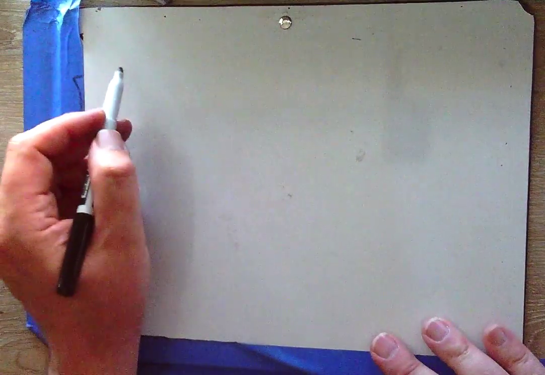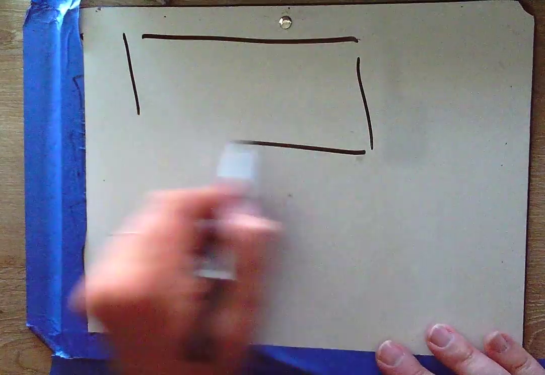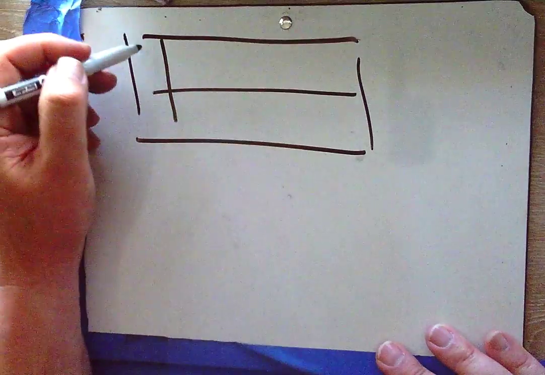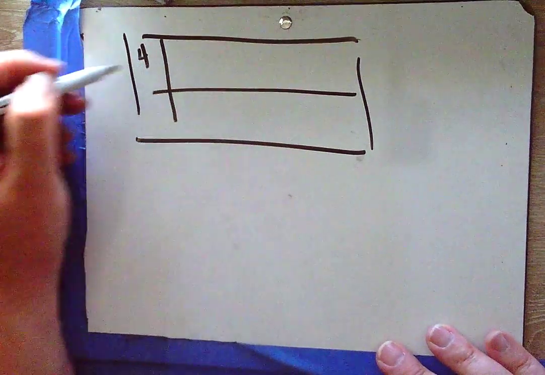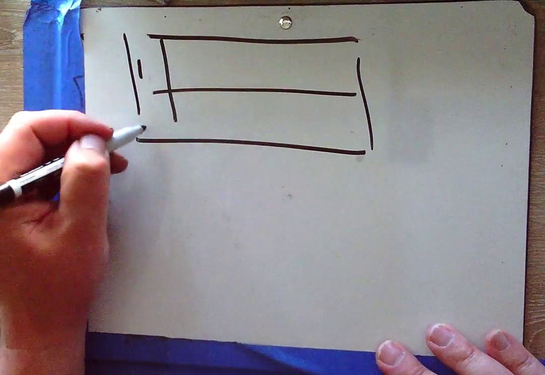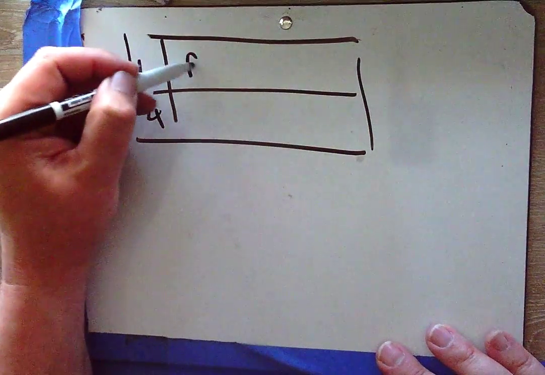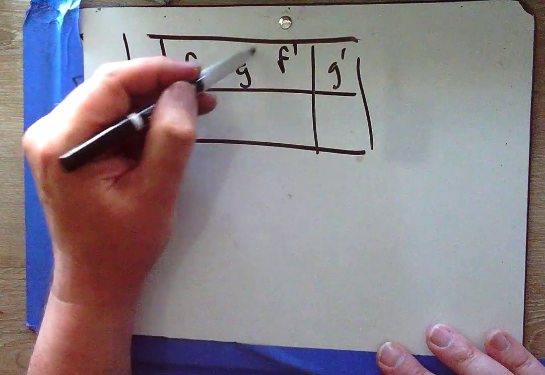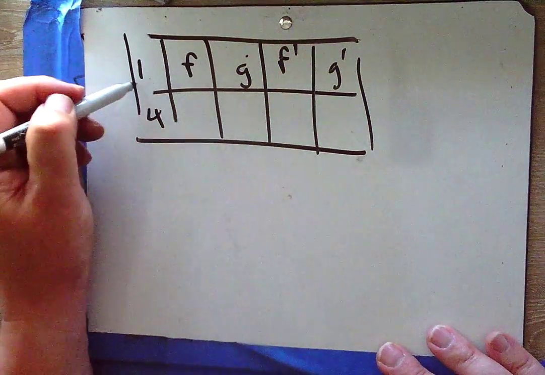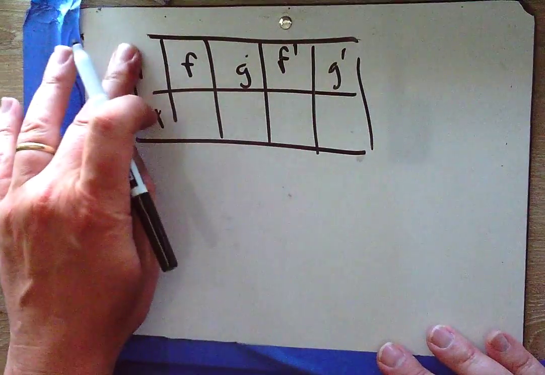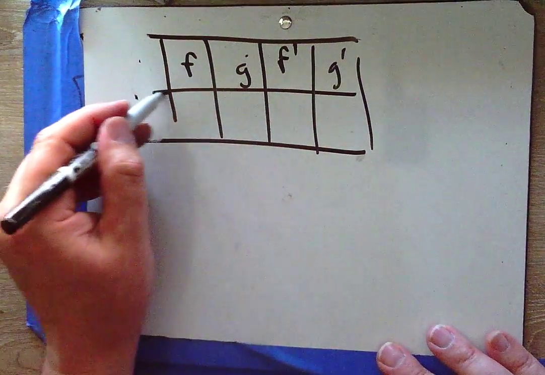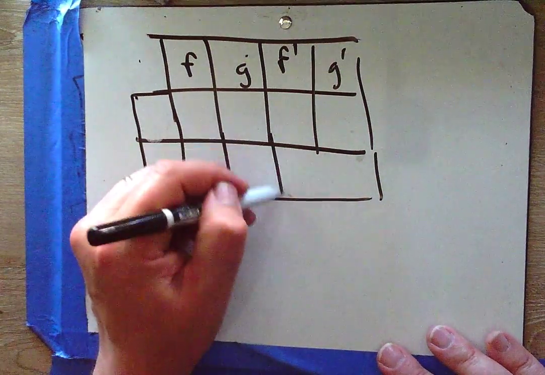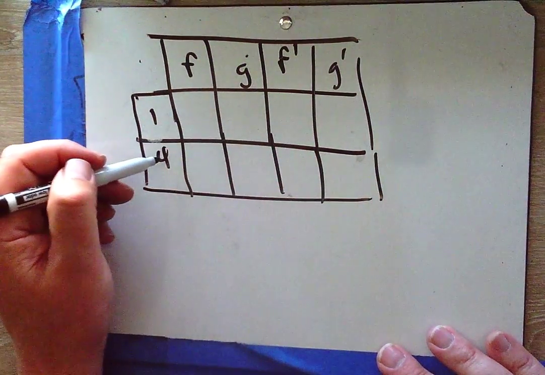So let's say I've got this chart, this table, and AP loves tables. 1 and 4. I have F, I have G, F prime, G prime. And F of, oh, that's problematic. That's much happier. 1 and 4.